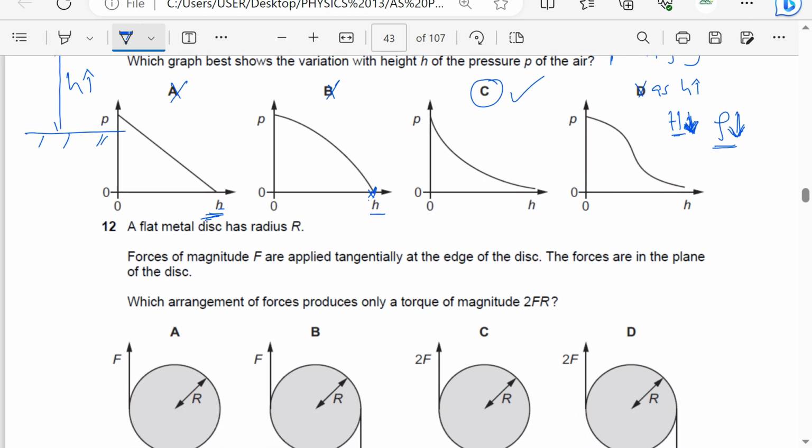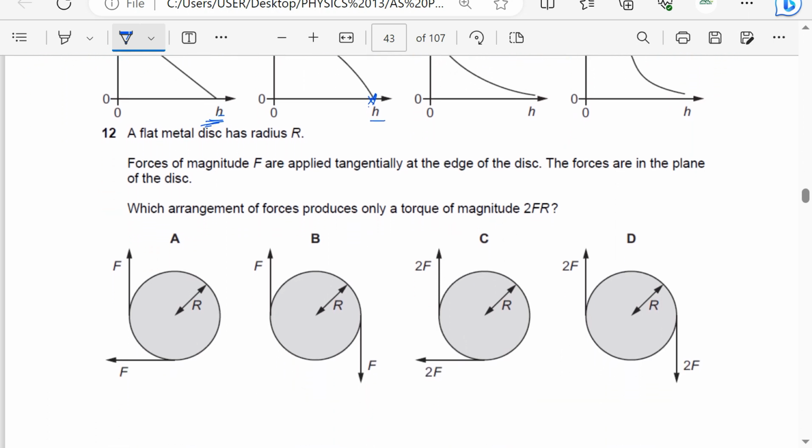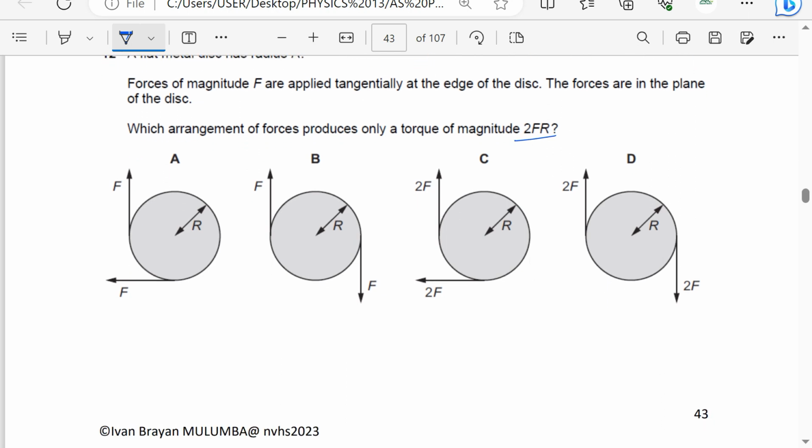A flat metal disc has a radius r. Forces of magnitude F are applied tangentially at the edge of the disc. The forces are in the plane of the disc. Which arrangement of forces produces only a torque of 2Fr? Okay, only a torque of 2Fr. So we know that torque, or the moment of a force, is the product of a force times the perpendicular distance.